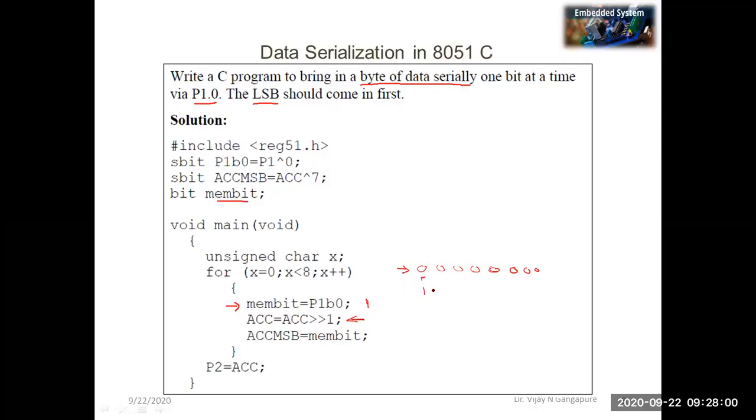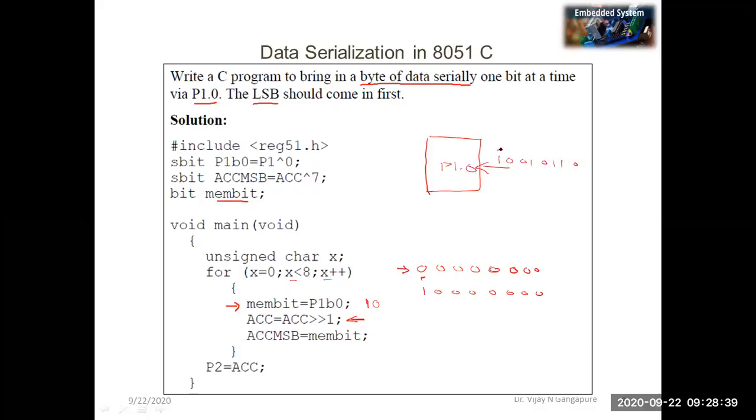So this bit will become 1, and the rest remain 0 0 0 0 0 0 0. Now next time x will get incremented by 1, again this condition will return true, and again this statement will be repeated. So again pin number 0 of port 1 will get read, and whatever data is available will go into mem bit. Now suppose the data is 0, because we are actually receiving data serially on this P1.0.